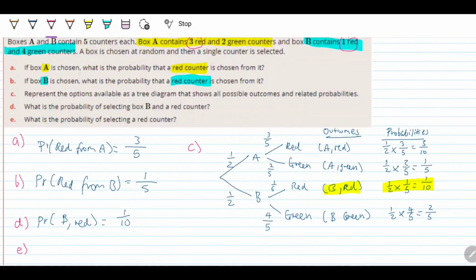Part E is going to ask us what is the probability of selecting a red counter. So in this case, it's going to be red. If we look at our outcomes tree, we can get red from here. That's A in red. We can get it from here as well, which is B in red. That's going to be 3 on 10 plus 1 on 10. That will give me 4 on 10, simplified. Okay, let's move on to the next one.